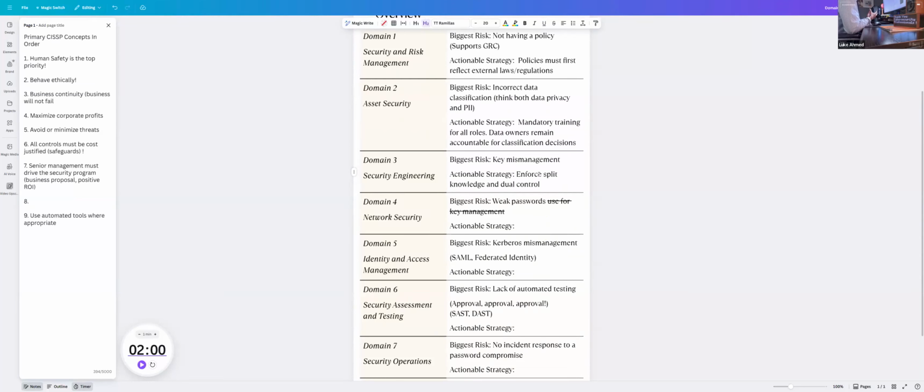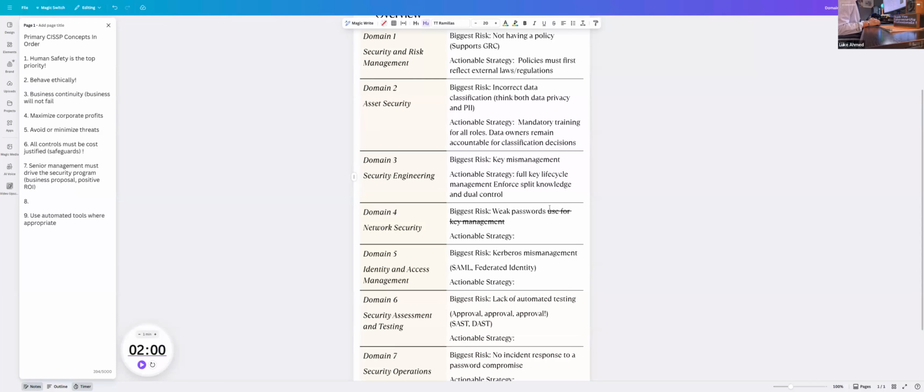That also includes separation of duties to prevent collusion and fraud. And the other one, probably more important: if you want to enforce split knowledge and dual control, what do we need? If you're thinking like a manager, what do we need to make sure that's in our process? That would be full key lifecycle management. Having full key lifecycle management equals enforcing split knowledge and dual control.